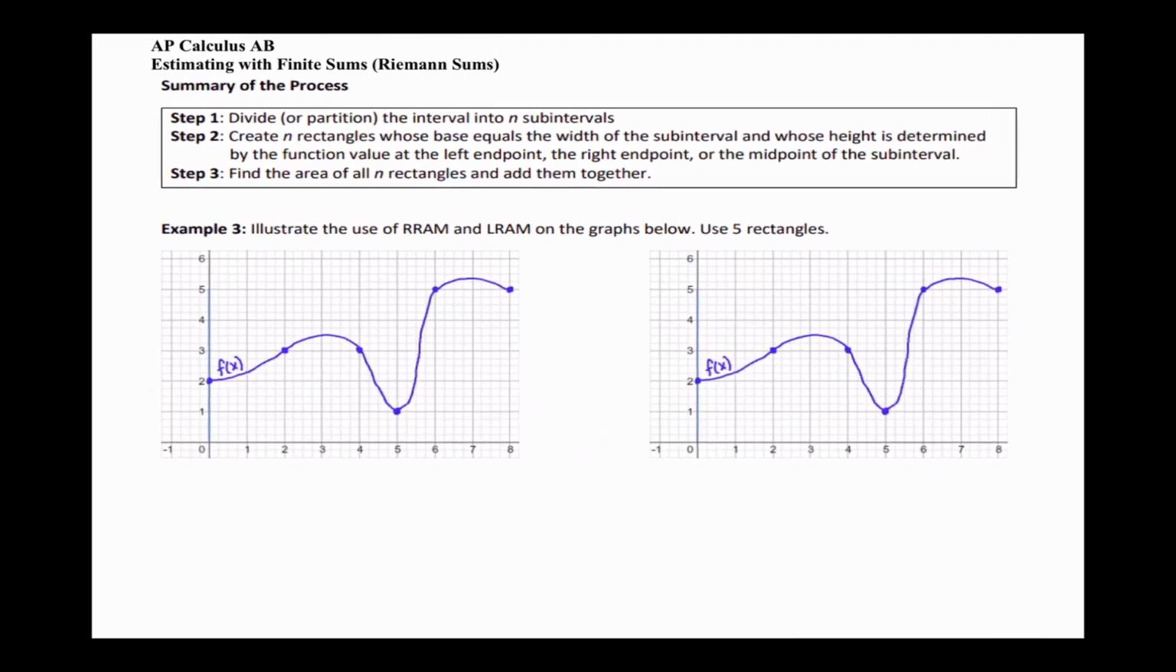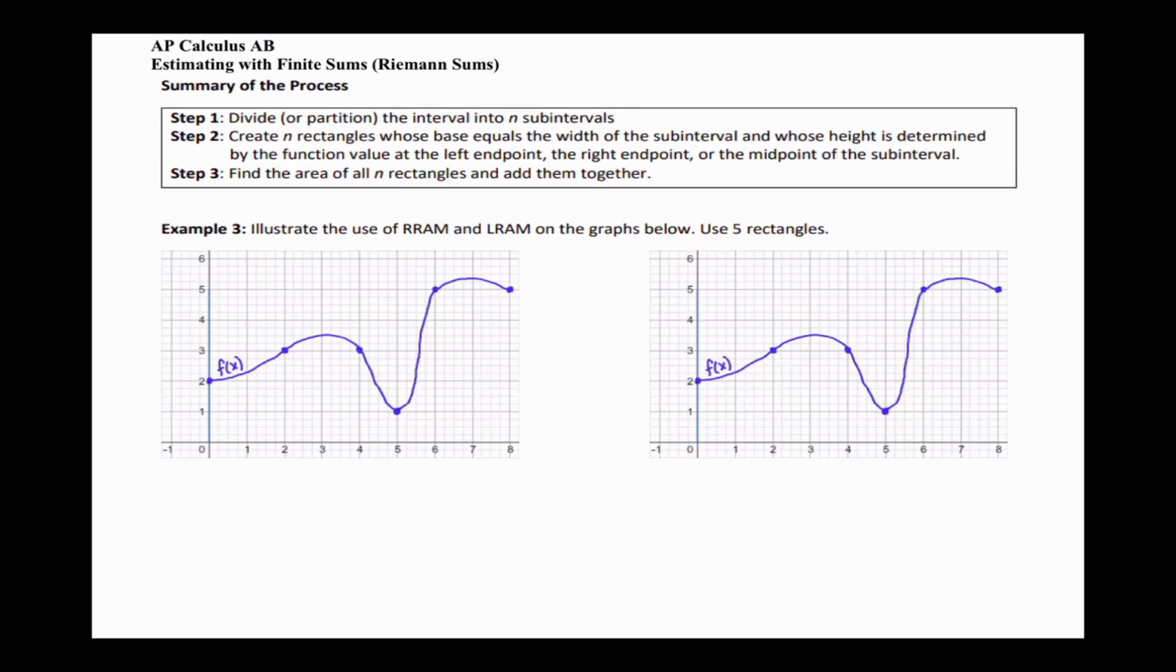Okay, so step one says they want us to use MRAM and LRAM on the function, the graphs below. So it's the same graph. So on one graph, we're going to use right RAM, RRAM. On the other one, we're going to use LRAM. Okay. Use 5 rectangles. We can't use anything other than rectangles, and we only can use 5 of them.